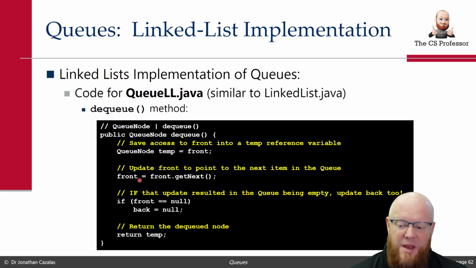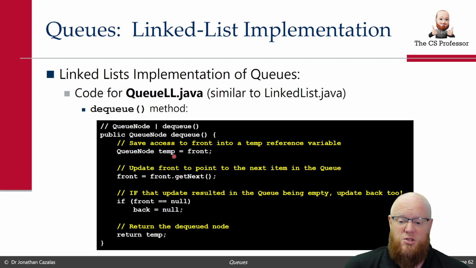But after we update front, though, pay attention to what happens here. If updating front resulted in the queue being empty, because imagine there was only one node in the queue. If front was pointing to one node and it was the only node in the queue, well, after we do this line of code, front will now be pointing to null, right? So if front is null, you have to make sure to set back also equal to null, indicating that the front and the back both are pointing to null.